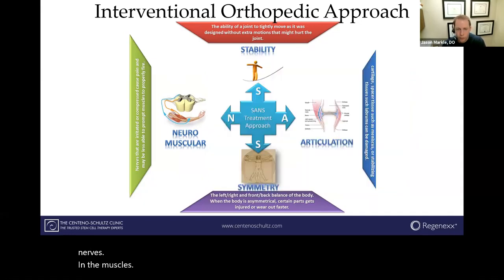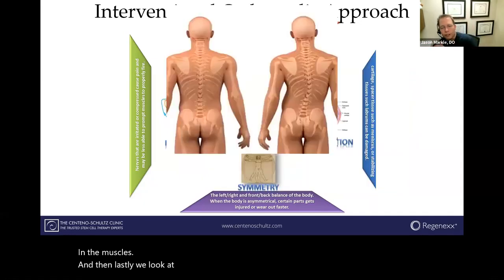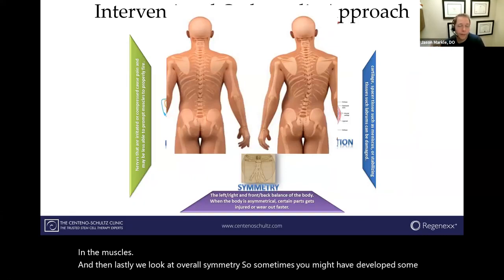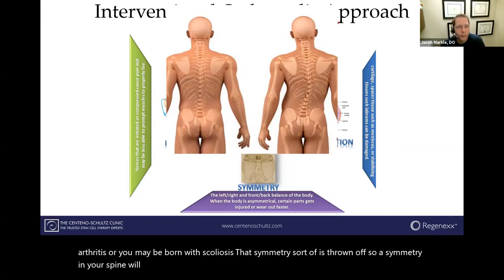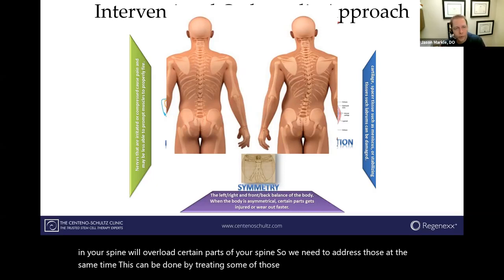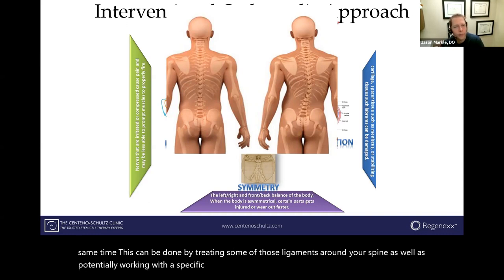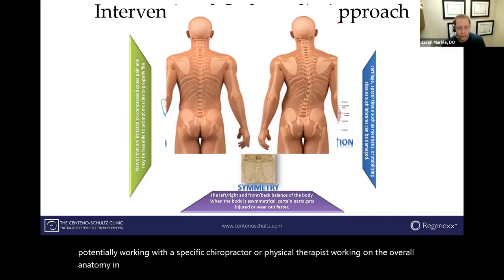And then lastly, we look at overall symmetry. Sometimes you might have developed some arthritis, or you may be born with scoliosis, and that symmetry is thrown off. Asymmetry in your spine will overload certain parts of your spine, so we need to address those at the same time. This can be done by treating some of those ligaments around your spine, as well as potentially working with a specific chiropractor or physical therapist working on the overall anatomy and alignment of your spine.